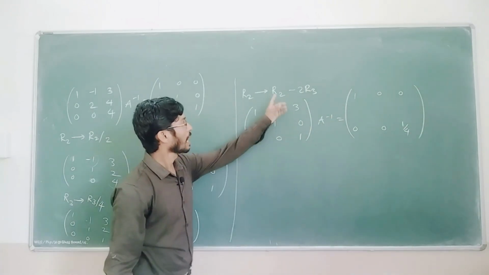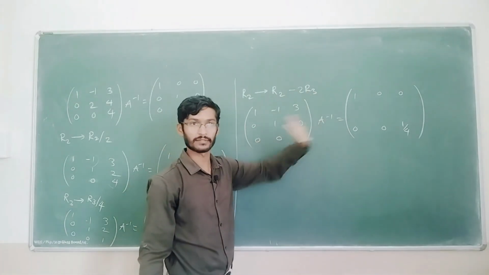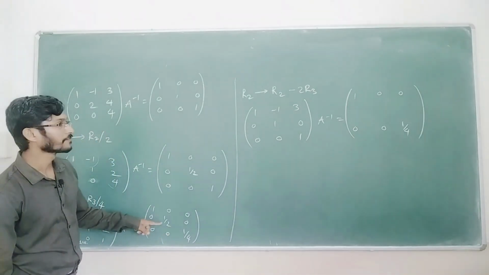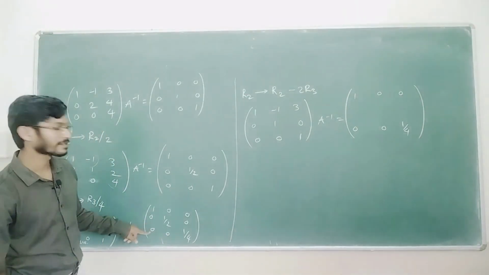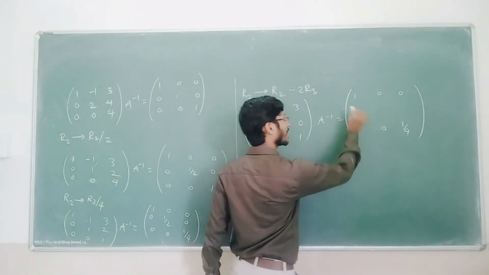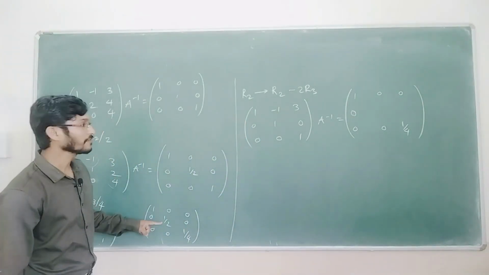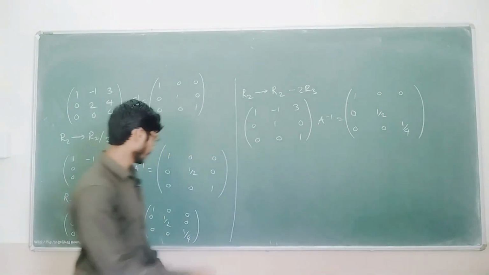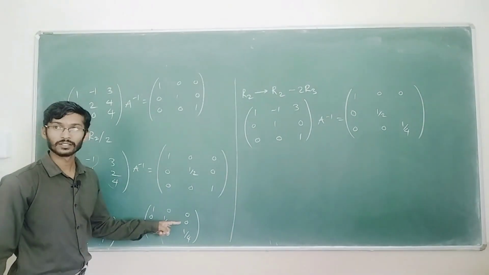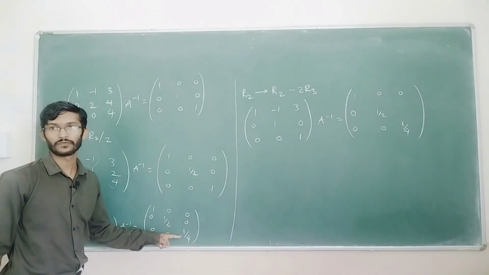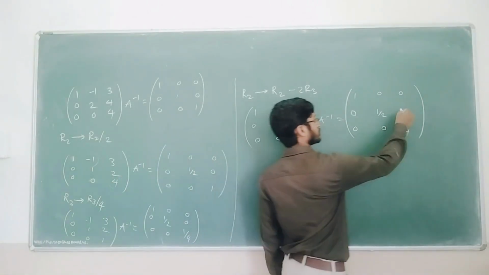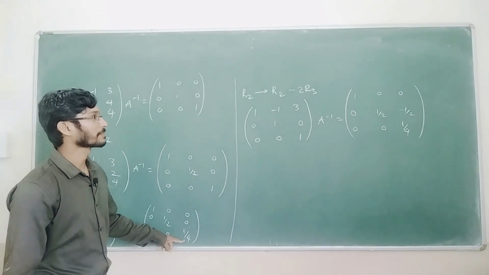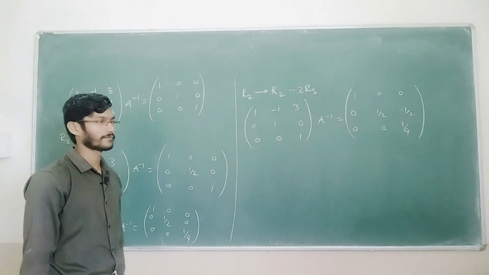Now what we have to do? R2 minus 2 R3. Here you should be careful. R2 is half. First element is 0. 0 minus 0 will be 0. The first element will be 0 as it is. Second element half minus 0. So again it will be half as it is. Now third element 0 minus 2 into 1 by 4, that is 2 by 4 means half. So we have to subtract that. Therefore it will become minus half.